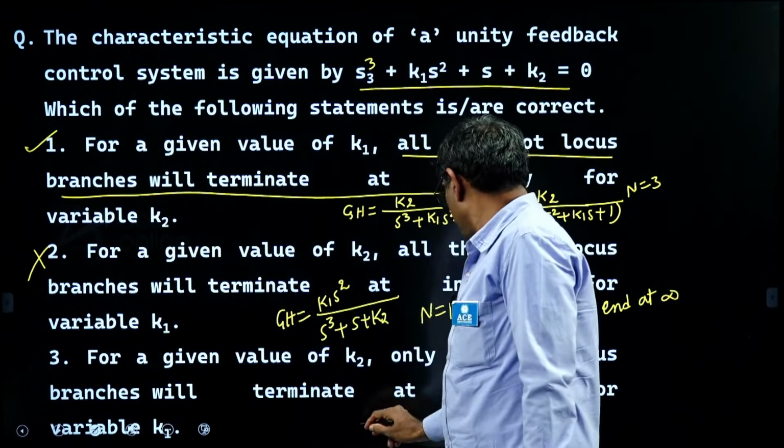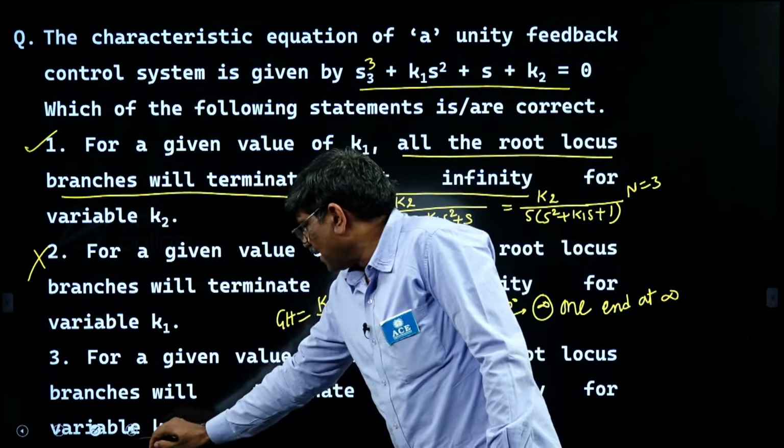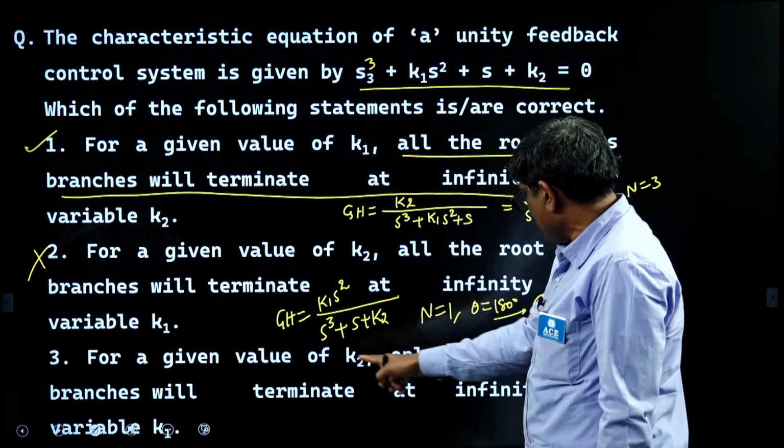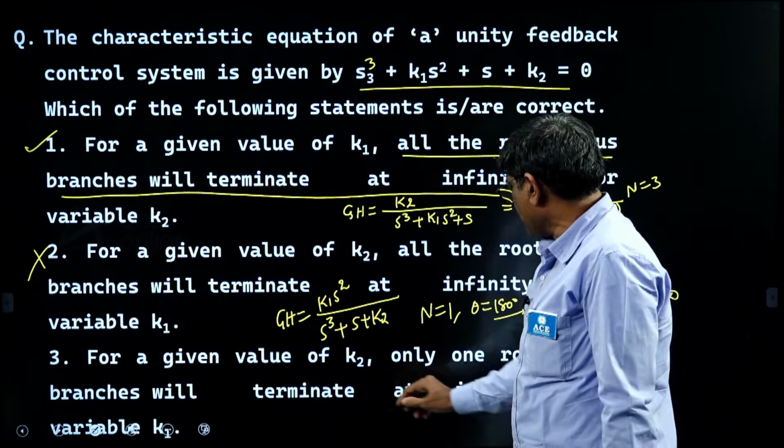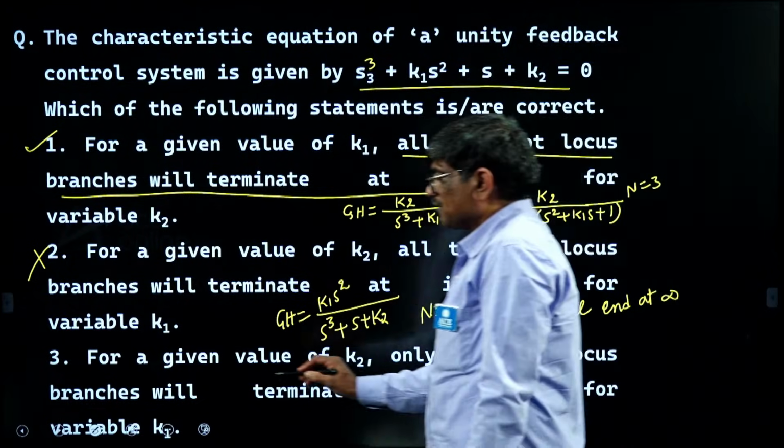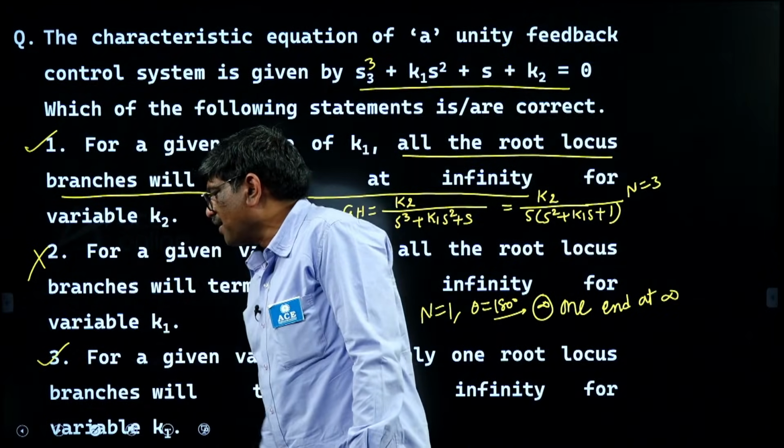Third one, same. The value of K1 is given. What is it telling? Only one root terminates at infinity, which means the third statement is also going to be correct.